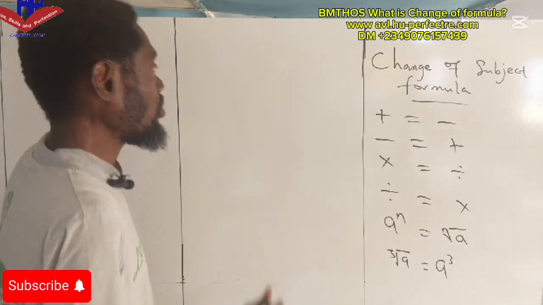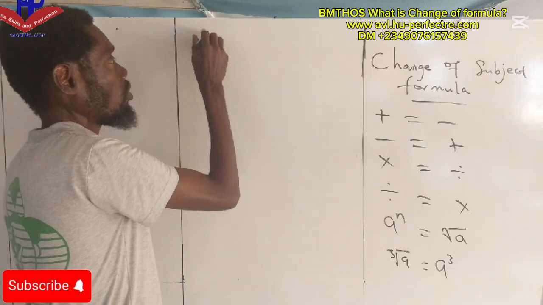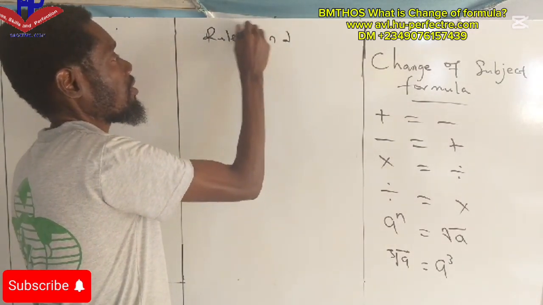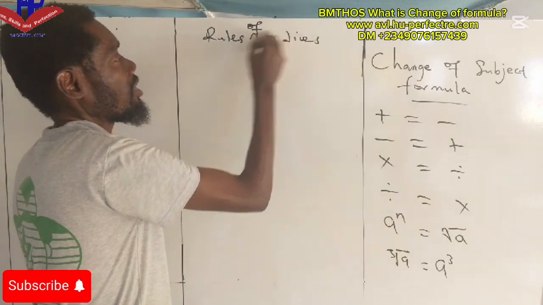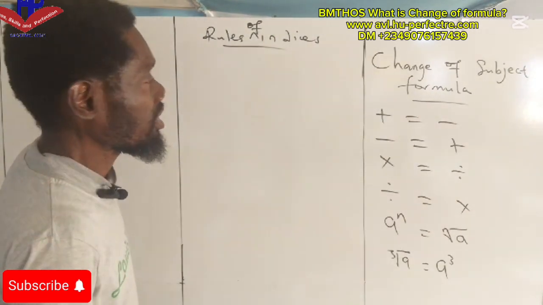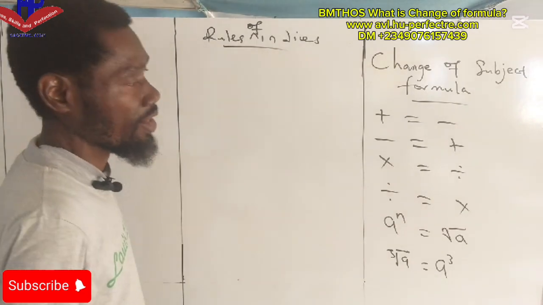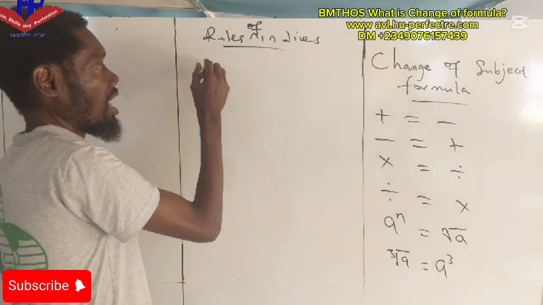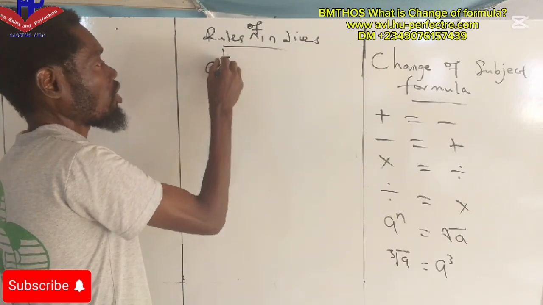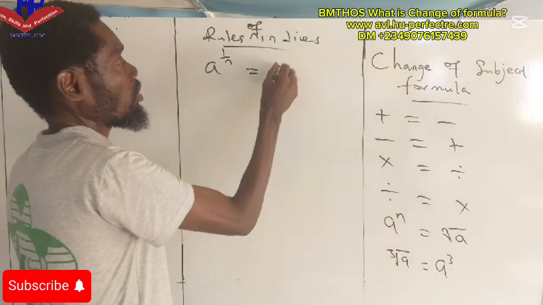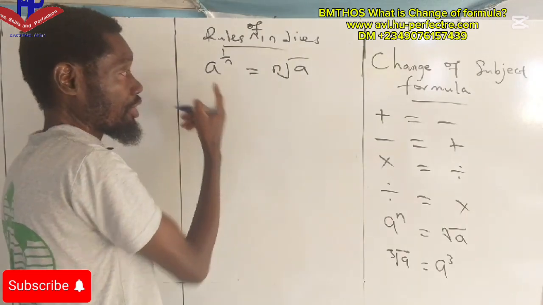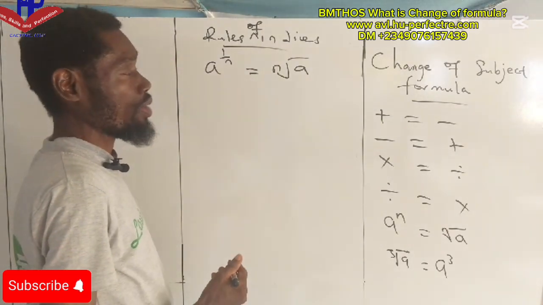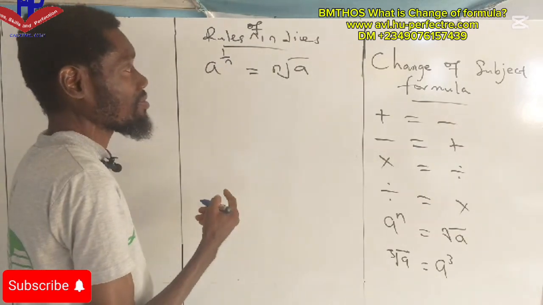And also you should not forget your rules of indices, or laws of indices. There are some basic laws of indices that you need to apply in the course of solving problems of this type also, which is change of formula. For example, a raised to power 1 over n is the nth root of a. That is the interpretation. When a is raised to power 1 over n, that could be interpreted as the nth root of a.